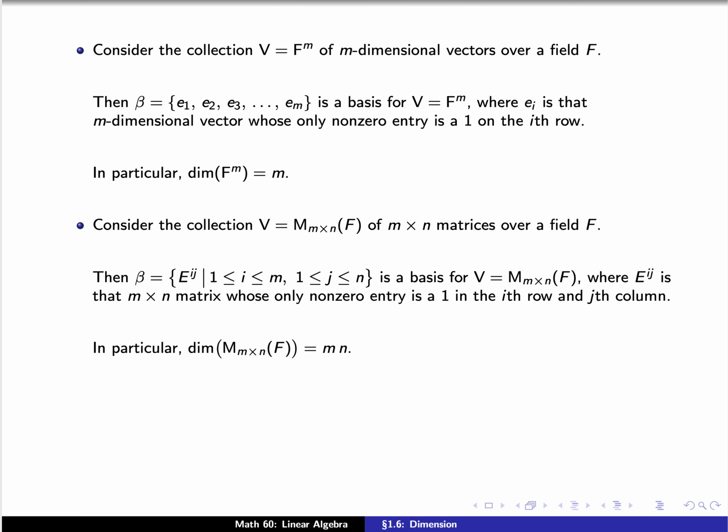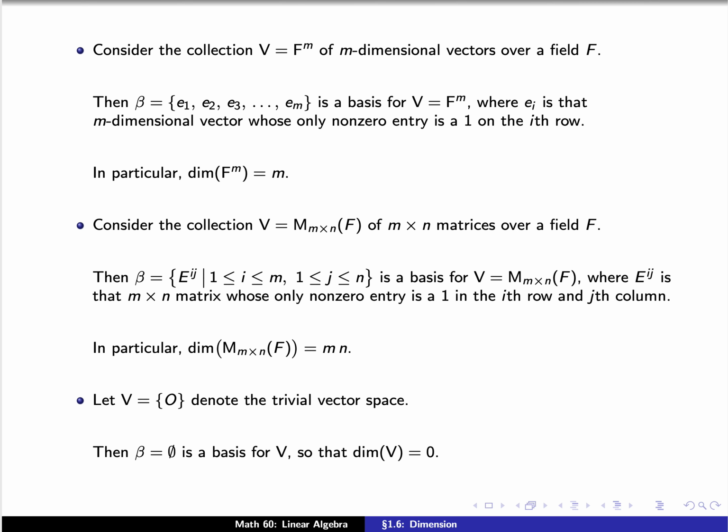Next, let's consider the collection of m by n matrices. We've already seen an example of a basis for this. Our standard basis consists of these matrices E superscript ij. Well, because there are m rows and n columns, there are m times n number of matrices E superscript ij. In particular, the dimension of the space is m times n. Again, the notation here suggests what the dimension should be.